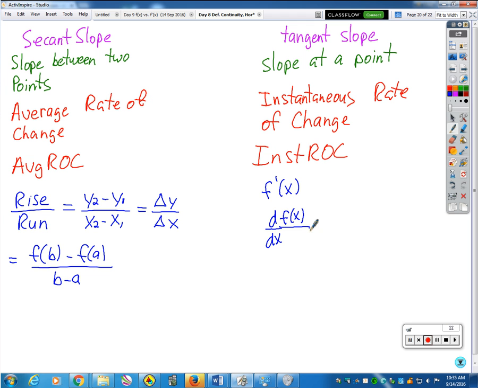It's related to this symbol. This means the instantaneous rate of change of the function with respect to x. Sometimes you'll see it like this, where they'll put the d over dx out front, and the f after means the same thing. Sometimes you'll see it with parentheses, lots of different ways. We'll figure it out next time. Good work.